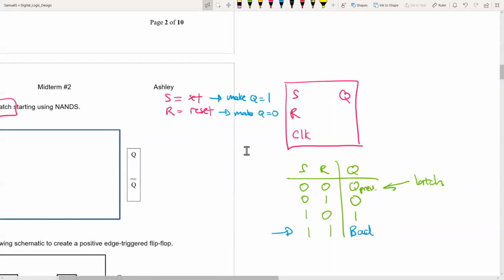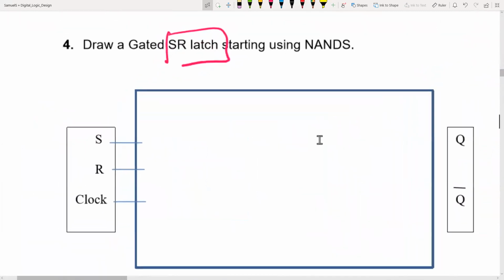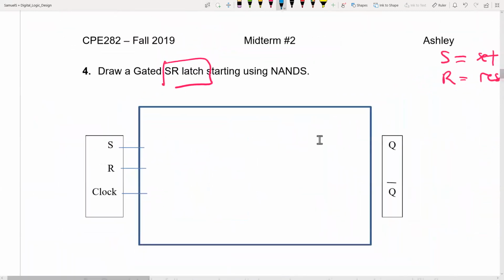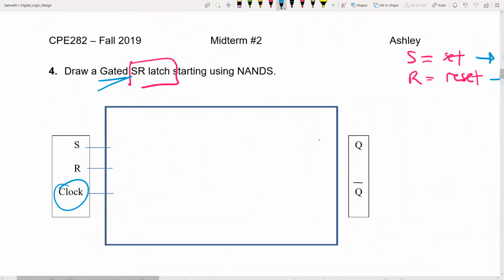Good. So looking over here, it's asking us to draw a gated SR latch using NANDs. This is very easy to do. We're going to ignore the word gated for now. Gated just means that we have this clock input to make it enabled or not enabled. You can build SR latches using either NAND gates or NORs, and they look exactly the same, except the body of the gate would look a little different, the shape.